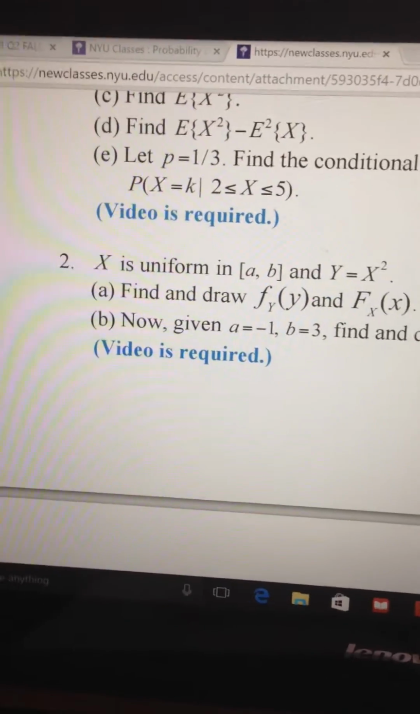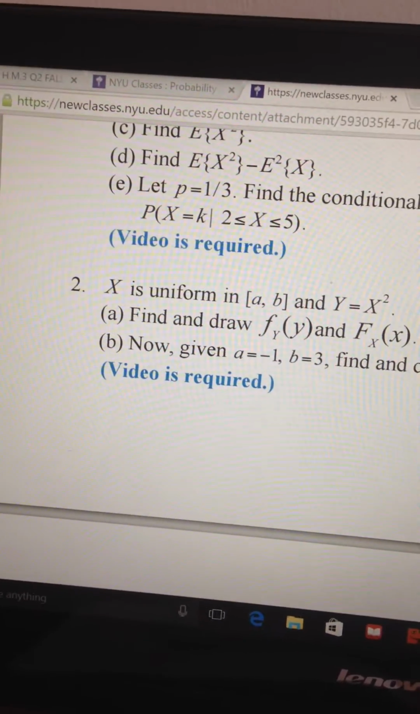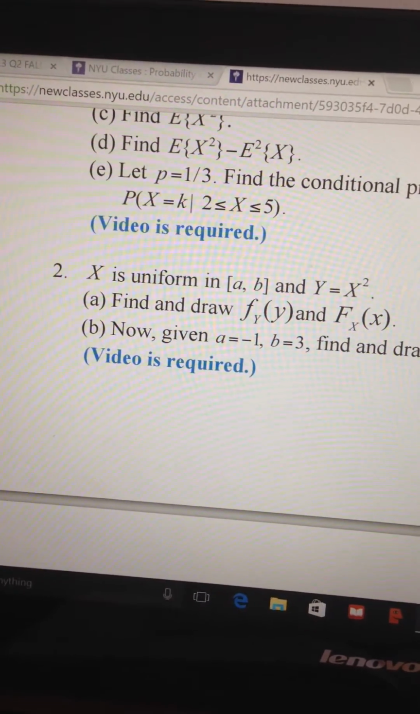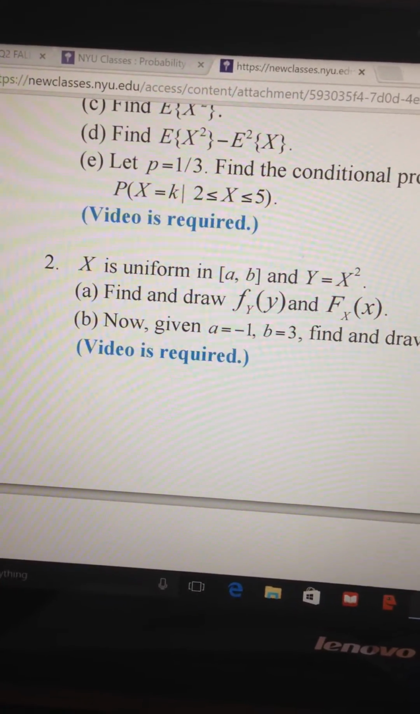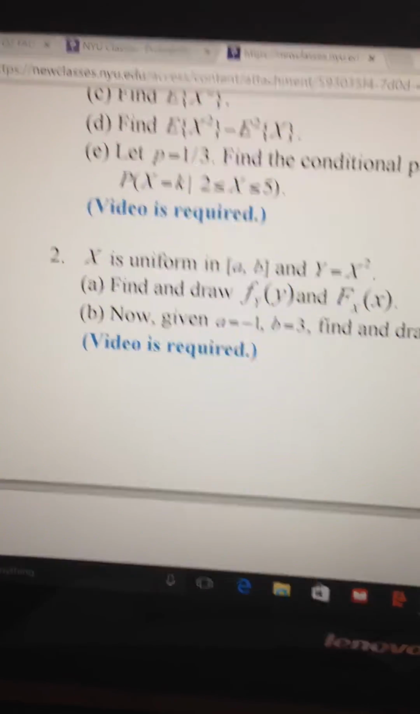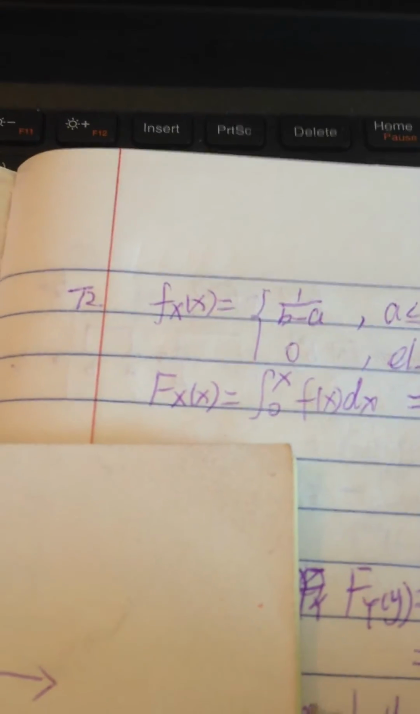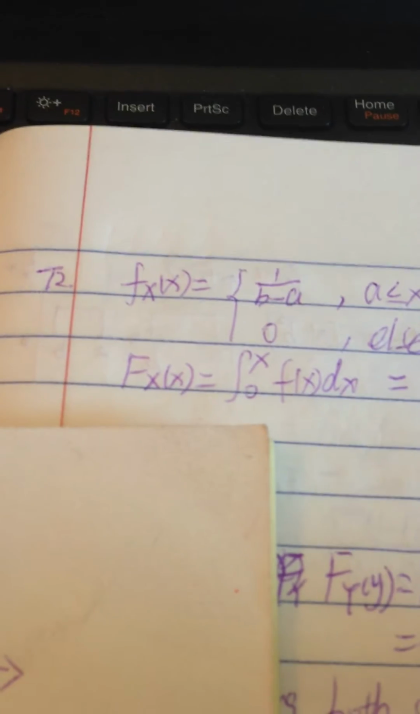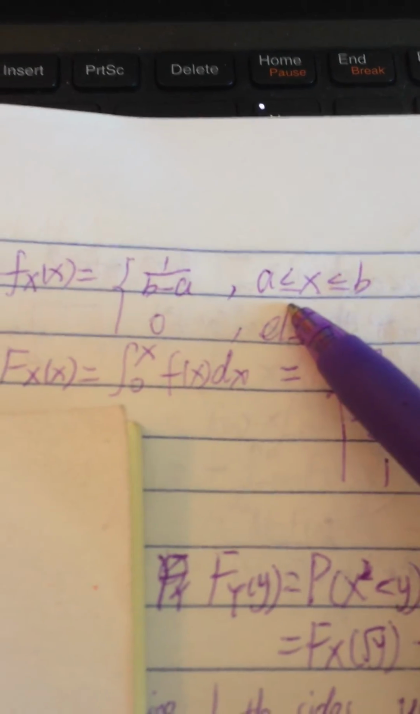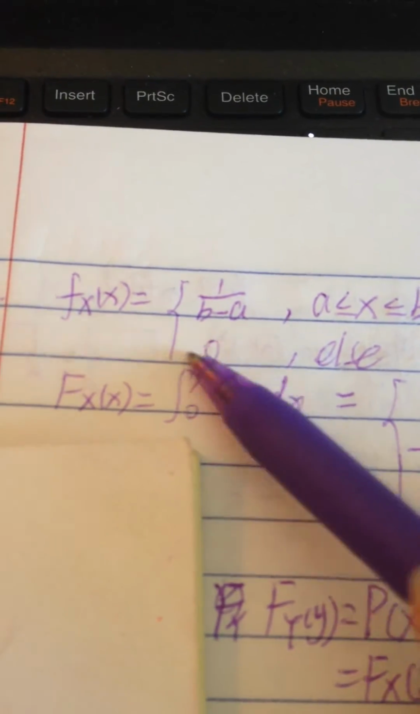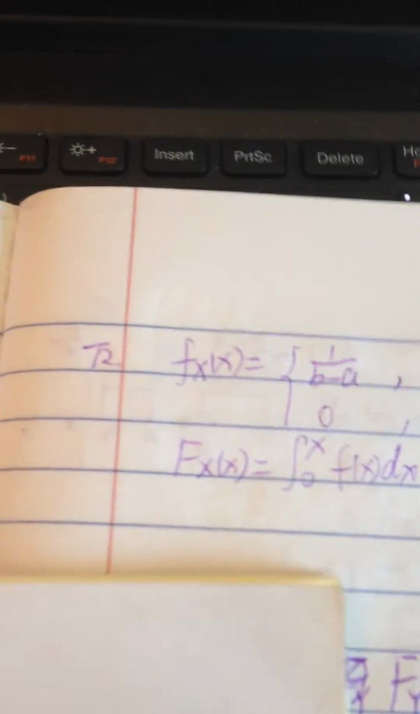Okay, let's figure out the second question. X is uniform in a and b, and y equals x squared. Let's find and draw f of y and capital F of x. According to the properties of uniform distribution, we can easily find that f of x equals 1 over b minus a when x is between a and b, and it equals 0 otherwise.